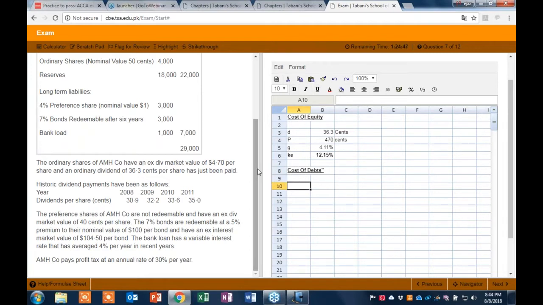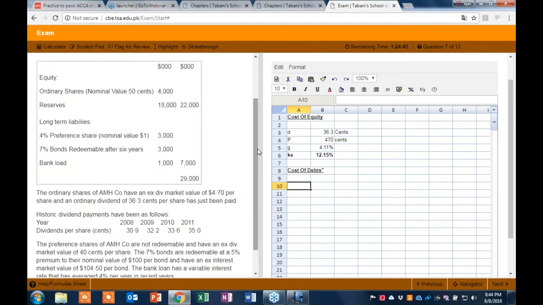So for the cost of debts, we need to identify what types of debts do we have. One type of the debts that we have is preference shares. So let's first calculate the cost of preference shares. The cost of preference shares, since nothing is mentioned regarding whether they are redeemable.